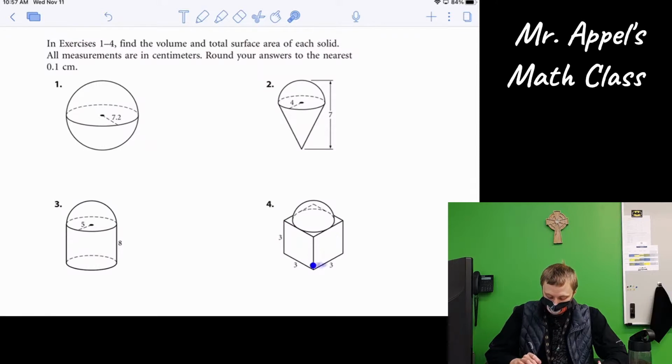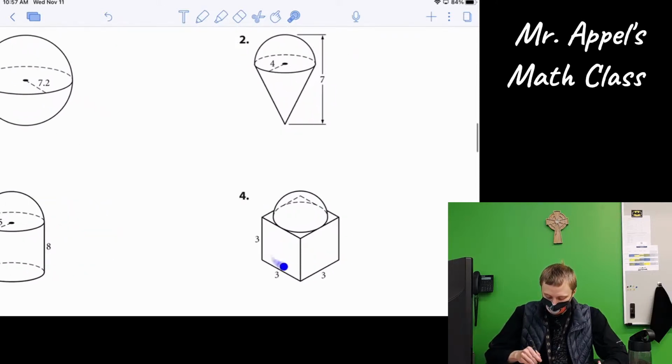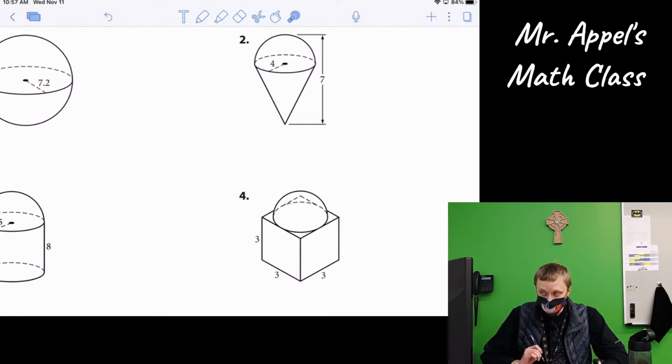All right, this one's going to be the toughest. The cube is easy. The little hemisphere on top is easy. Don't count that circle underneath. So you've got to find a way to get, you still need these little corners here. Those are included. But the circle underneath the dome is not.